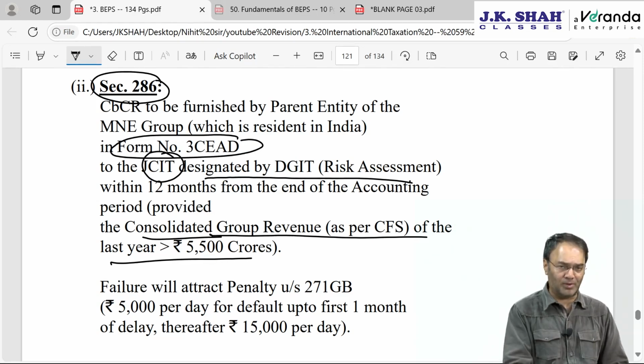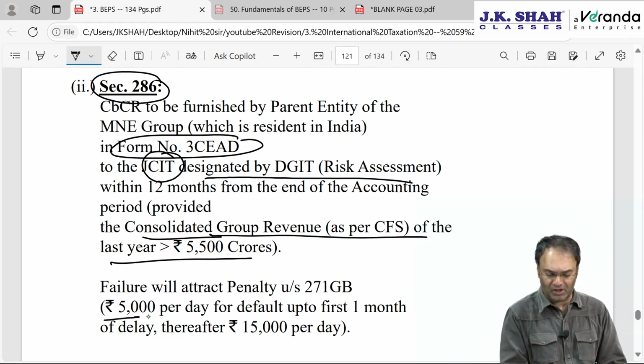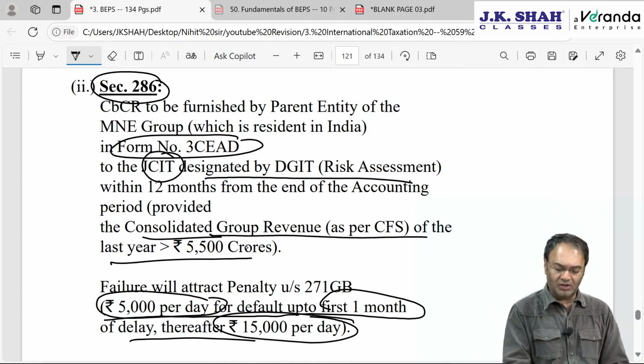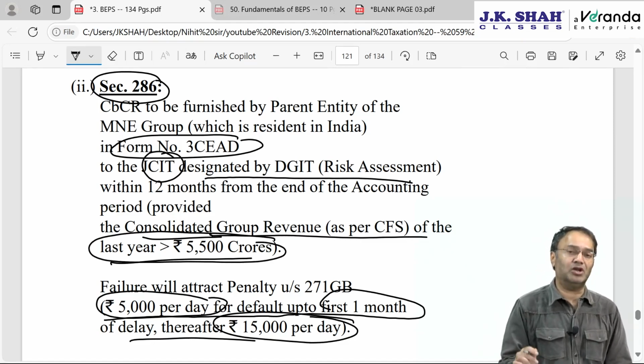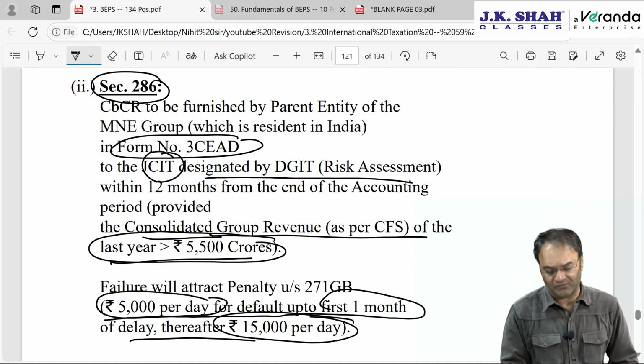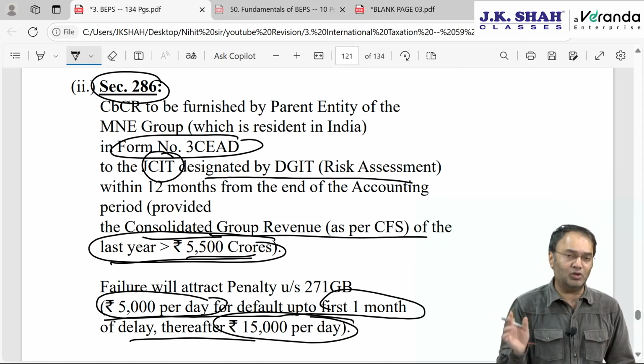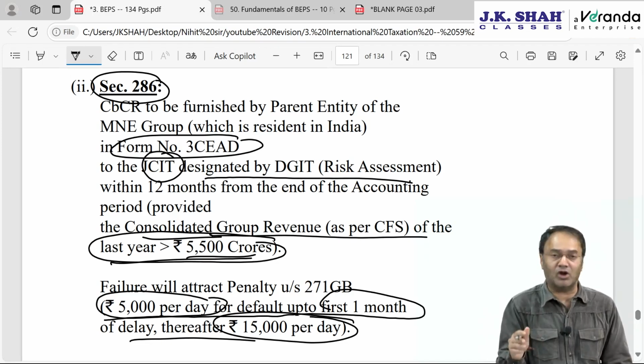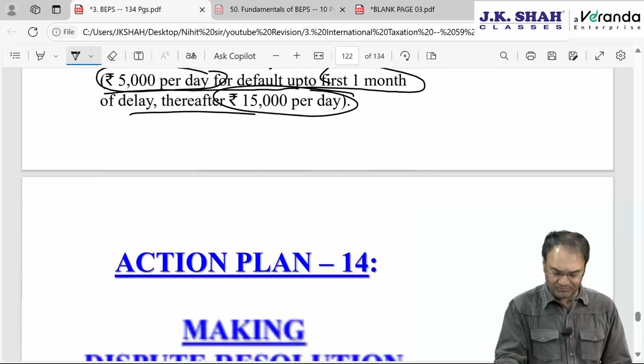Form numbers are not to be remembered, but the penalty provision is to be remembered: 5,000 per day for up to the first 1 month of delay, thereafter 15,000 per day, provided group revenue last year exceeded 5,500 crore. CBDT also issued a notification clarifying, in case the group revenue is in foreign currency, which currency conversion rate is to be applied for converting it into Indian currency.